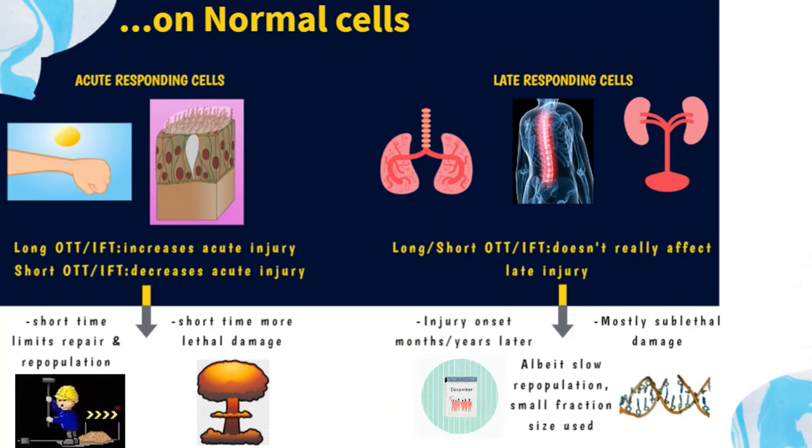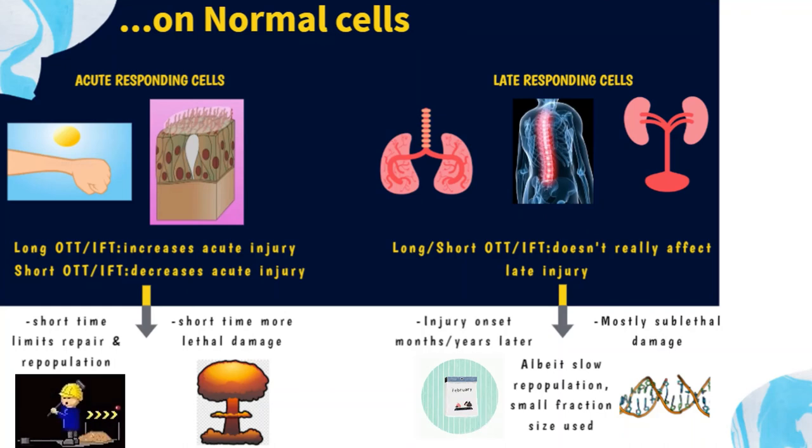So as for the effect of time on repopulation in normal cells, there are two types of normal cells. One is acute responding, like our skin or our mucosa, the membrane layer that covers our cavity. And there are late responding cells, like our kidney, our spinal cord, or our lung. Acute responding cells are radiosensitive, while late responding cells are more radioresistant.